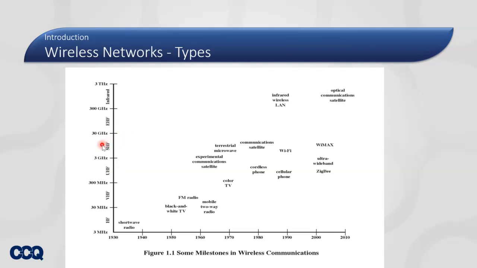So for super high frequencies, we have applications like satellite communication, microwave link, radar, and some Wi-Fi, like 5 gigahertz and 6 gigahertz. And the extremely high frequency from 30 giga to 300 giga, we have the advanced radar system.